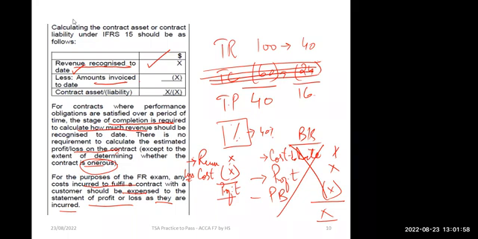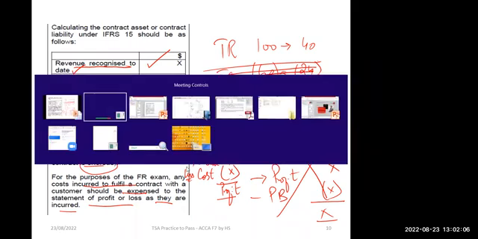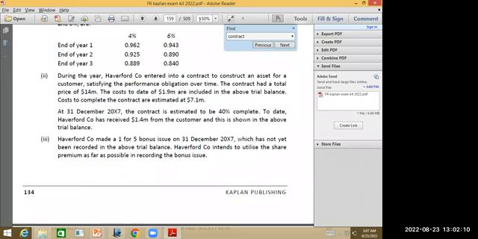So there are some questions. 1.7. Why we didn't take 1.7? So where is 1.7 million? 7.1 million is the estimated cost to complete the contract.